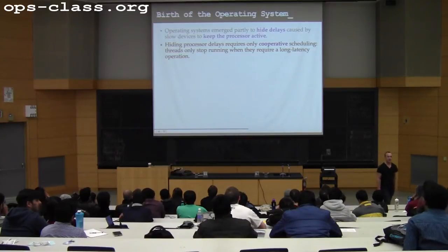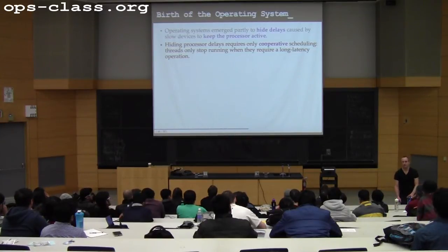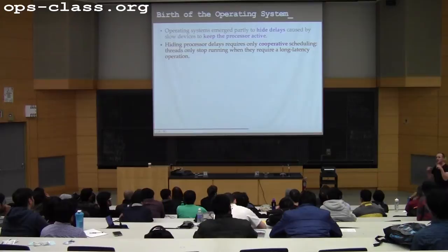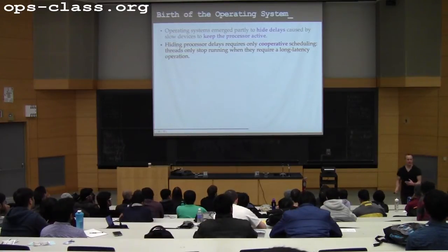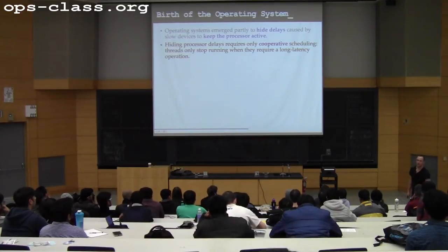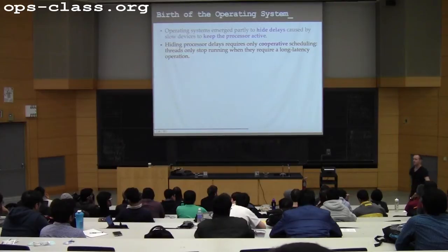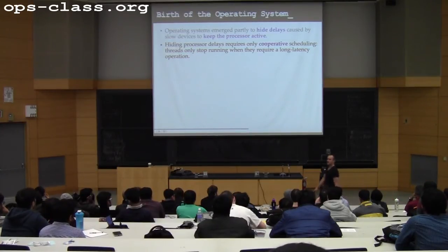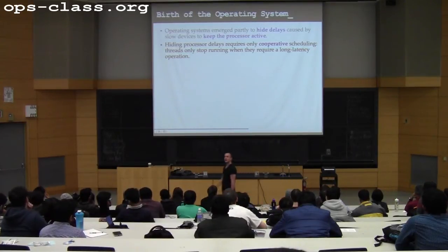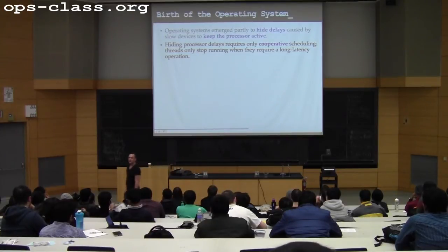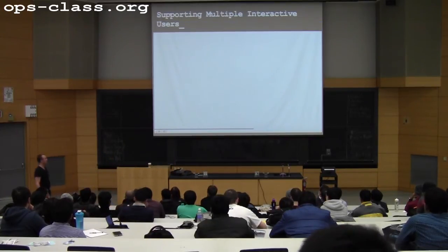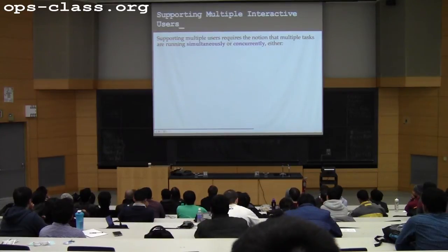Now, today we're going to get to the point where we talk about preemptive scheduling. But I want to point out that hiding processor delays doesn't necessarily require that I be able to stop a job and start another job. All it requires is that jobs cooperate to use the CPU more effectively. For example, if I'm writing a program and I know that I'm about to do a disk operation, I can do that in a way that allows me to voluntarily give up control of the CPU and allow something else to run.